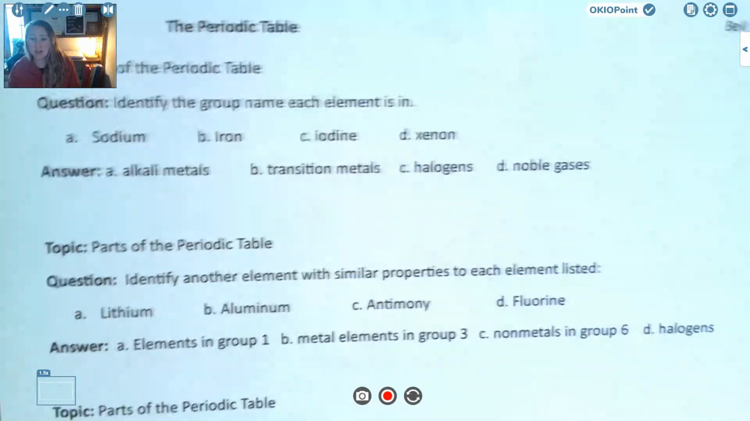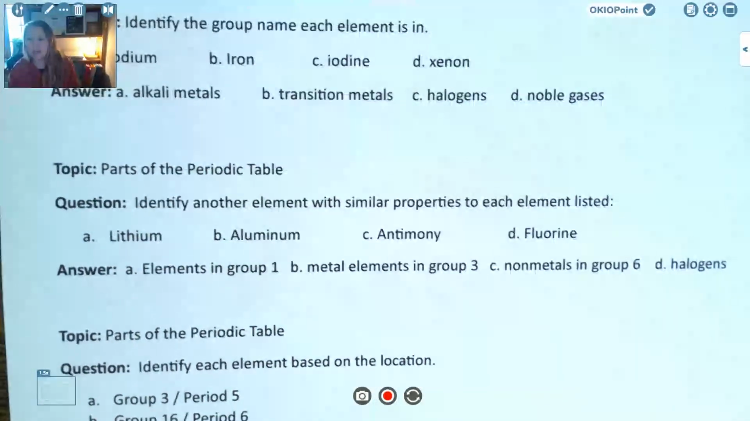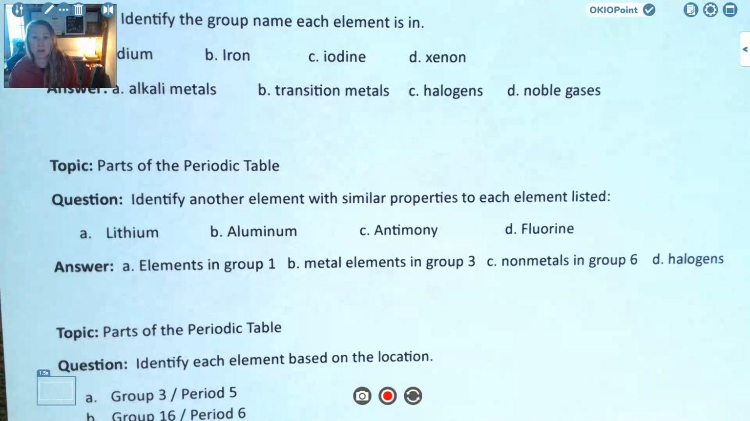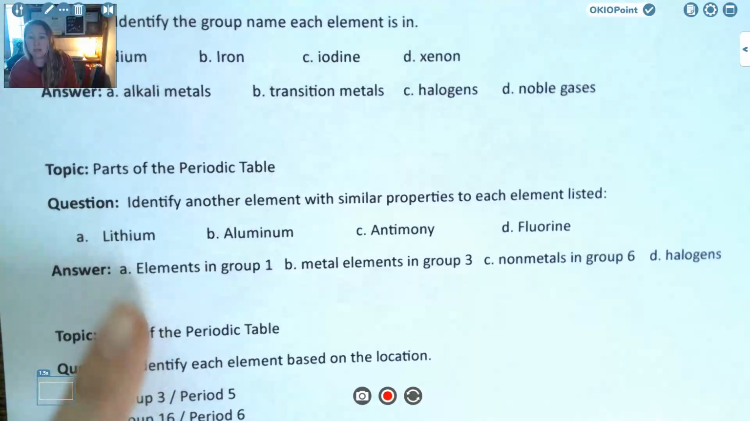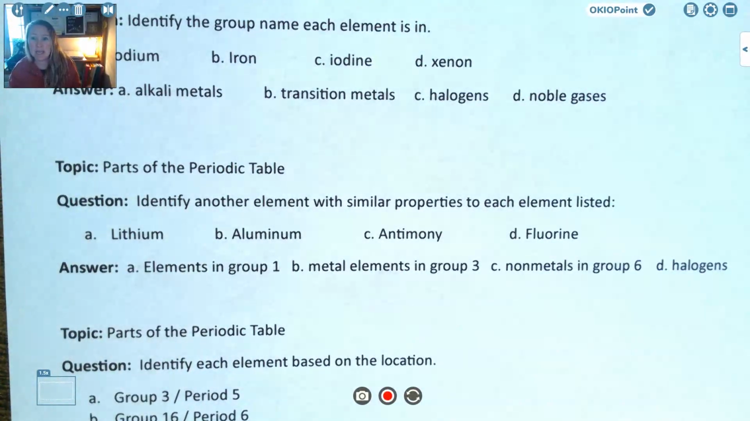Then another thing with parts of the periodic table is we want them to identify another element with similar properties, because we know that elements in the same group have similar properties. So if I say, tell me an element that has similar properties to lithium, I'm expecting them to give any element in group 1, because lithium is also in group 1. So that's a great way to have them assess that skill.